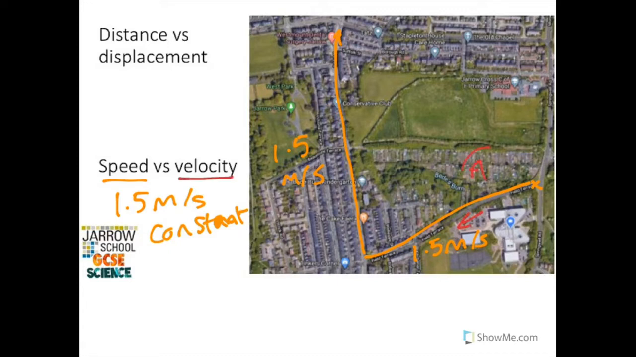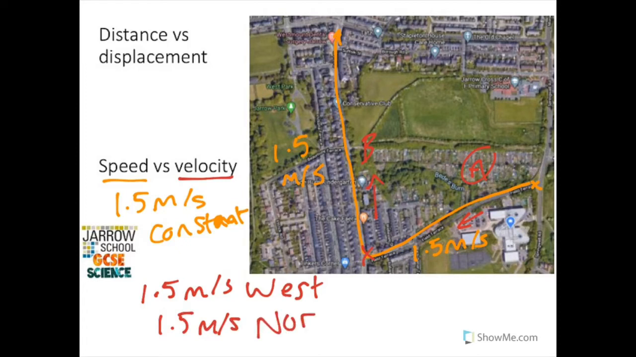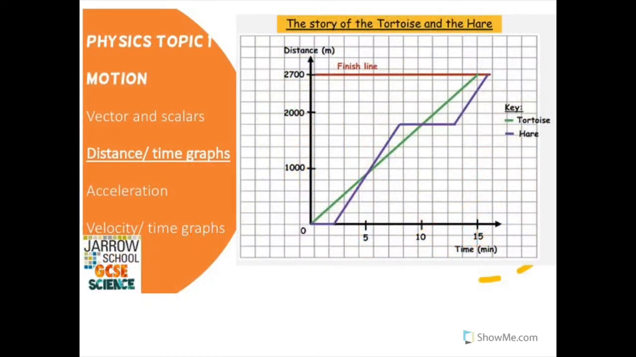If this is part A on the map, our velocity was 1.5 meters per second west, and then when we change direction, our velocity has changed, and this is important later in the course. So now our velocity will be 1.5 meters per second north. Speed is a scalar quantity because it has amounts, whereas velocity is a vector quantity because it has amounts and also directions.